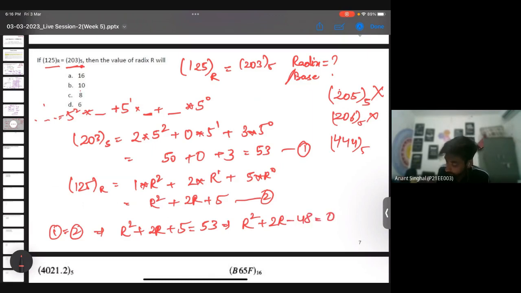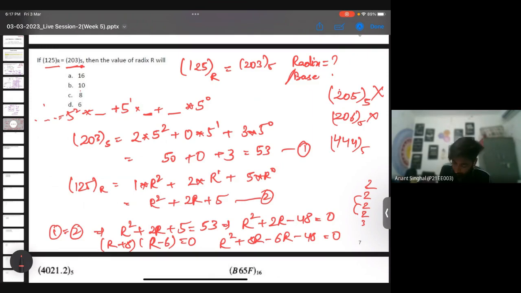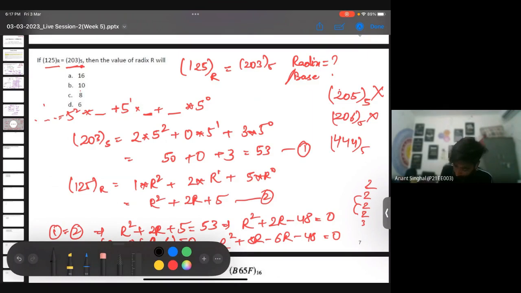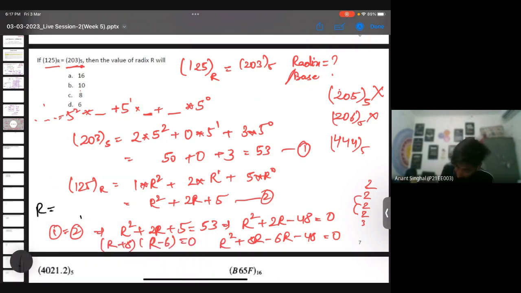So if I try to factorize it, we need factors of 48 that differ by 2: 8 and 6. So it will be nothing but r square plus 8r minus 6r minus 48 equals 0. So it will be nothing but r plus 8 times r minus 6 equals 0. So for the final value, there will be two values. I'll change the color maybe. So r will come as minus 8 and 6.